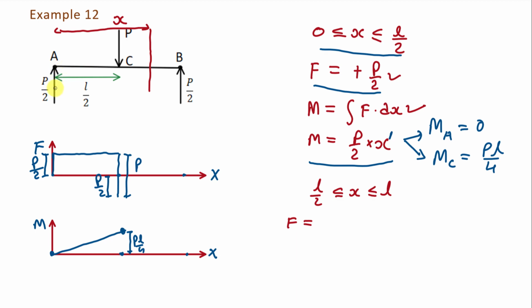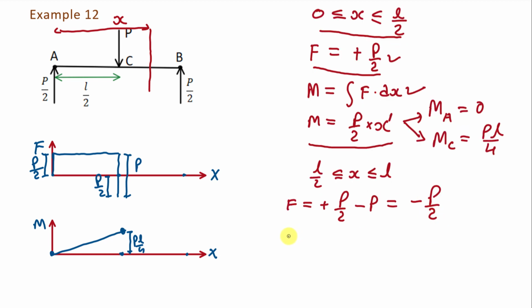Now here you can see that there are 2 transverse forces acting at the left side of this section. That is P by 2 in upward direction and load P in the downward direction. This P by 2 load is in upward direction, so we will take it positive. And here this P load is in downward direction, so we will take it negative. So finally the value of shear force will be minus P by 2.